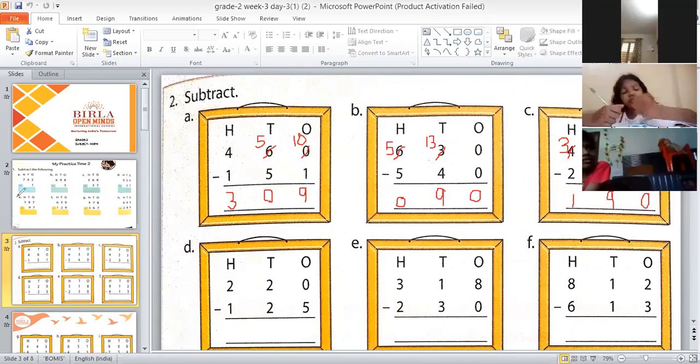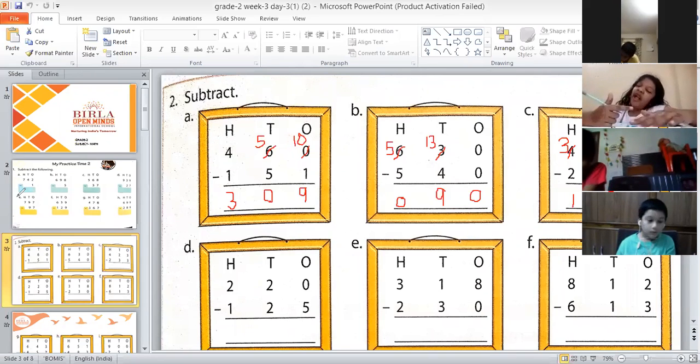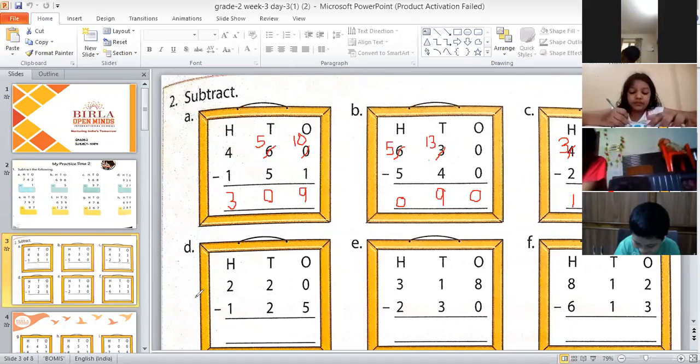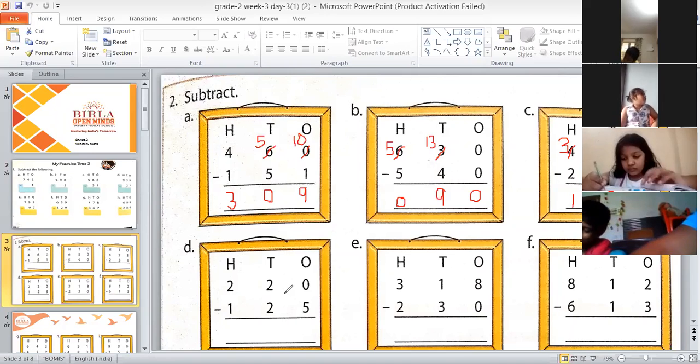Yeah. So now bit D. Akshaj. Ma'am, yes. Read this question. Bit D. Quickly. 220 minus 125. Okay. So very good. That's correct. equals 85. Akshad, wait.